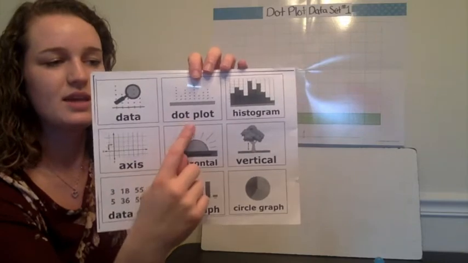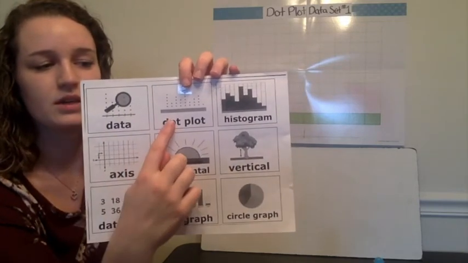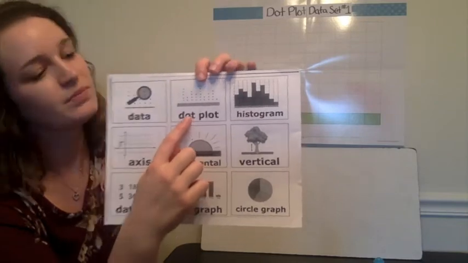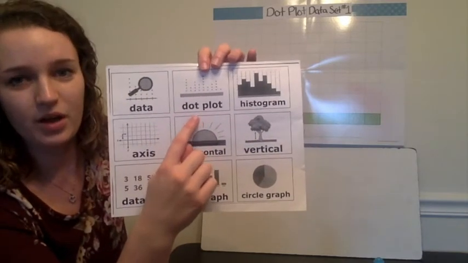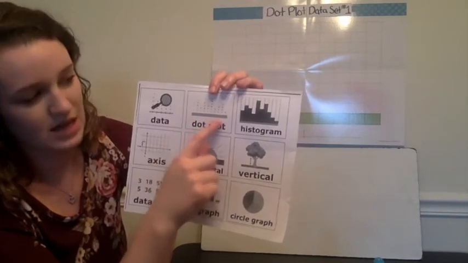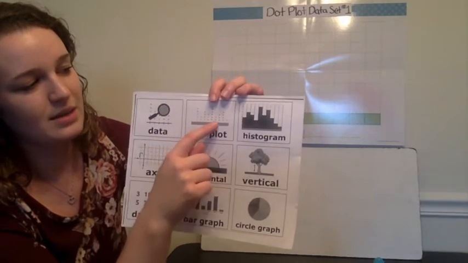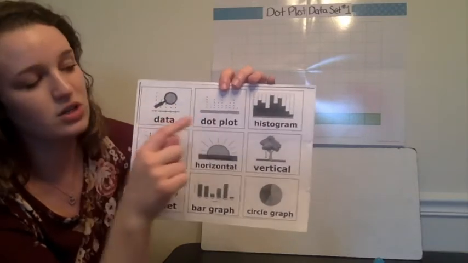All right, what is the second word right here? Go ahead and read it. The second one right here. We have dot plot. Good. Dot plot is a type of graph that has all these different dots on it to show you the amount for each number down here.